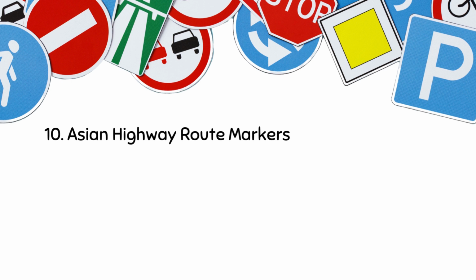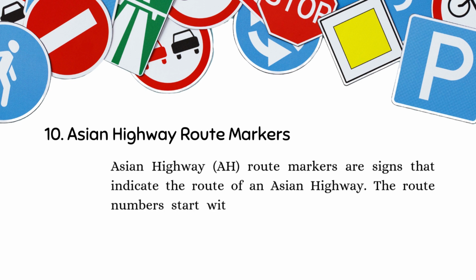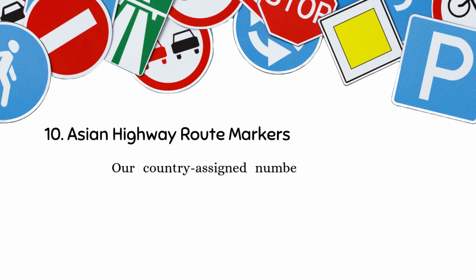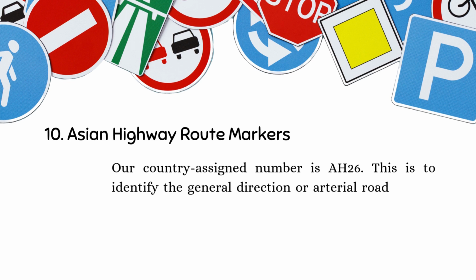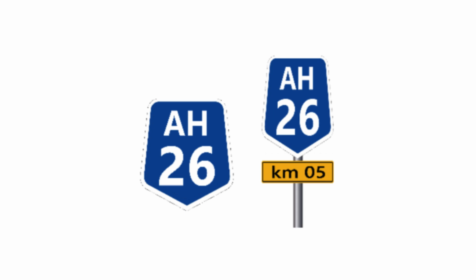10. Asian highway route markers. Asian highway, AH, route markers are signs that indicate the route of an Asian highway. The route numbers start with AH followed by 1, 2, or 3 digits. Our country assigned number is AH26. This is to identify the general direction or arterial roads of the Asian highways that have significance as through routes. This is an example of Asian highway route marker.